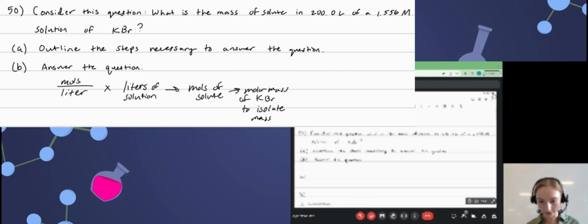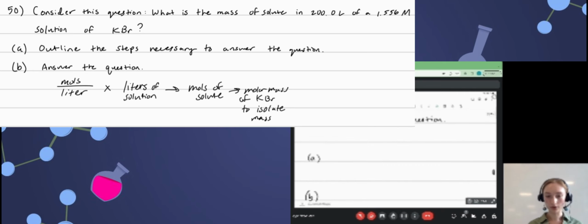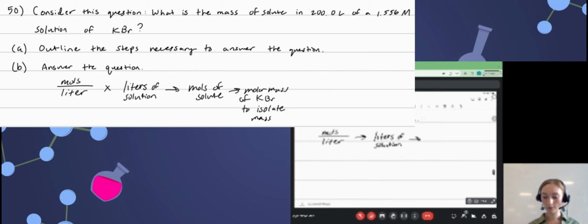So what we have to do, the question is asking us, is how do we solve this, break it down step by step, and then actually answer it. So what we're going to start with is the actual moles per liter, and so that's the molarity. So we're going to start with the molarity that we have, and then times it by how many liters of solution that we have, and so that will give us moles of solute. So when we multiply these, it will give us moles of solute.